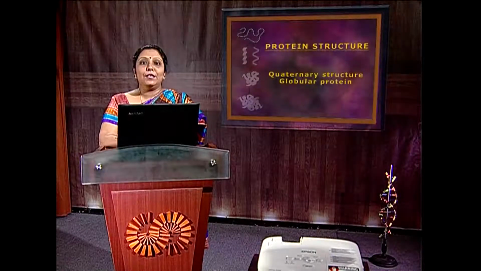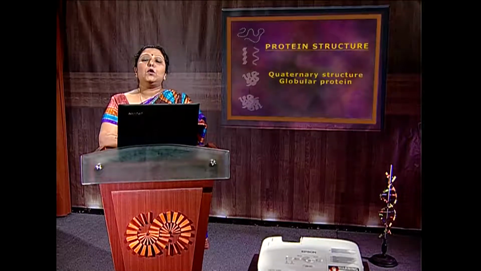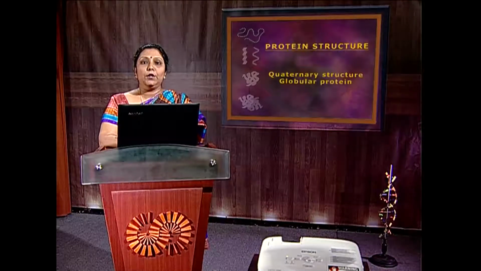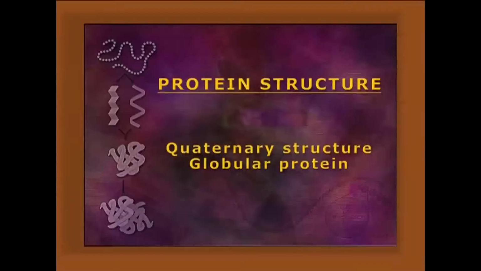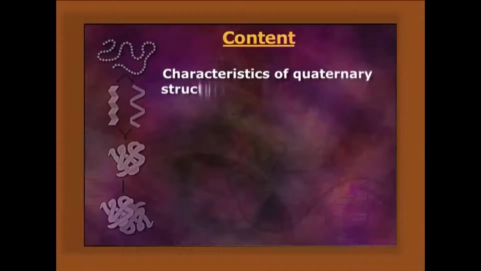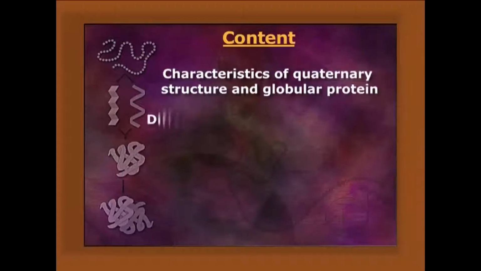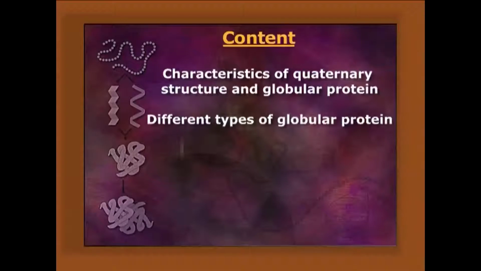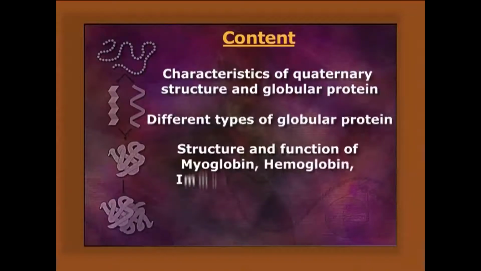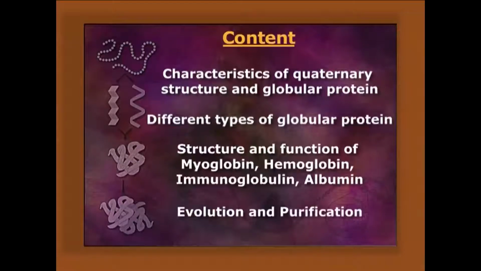Hello viewer, today I will talk about the quaternary structure of the protein with globular protein aspect. I will talk about the characteristics of the quaternary structure as well as globular protein. I will talk about different types, role of the globular protein, structure and function of the myoglobin, hemoglobin, immunoglobulin as well as albumin. I will talk about their evolution and purification strategies.